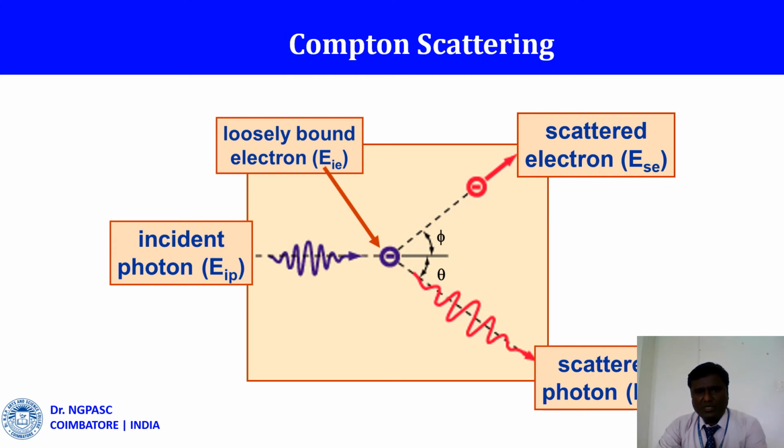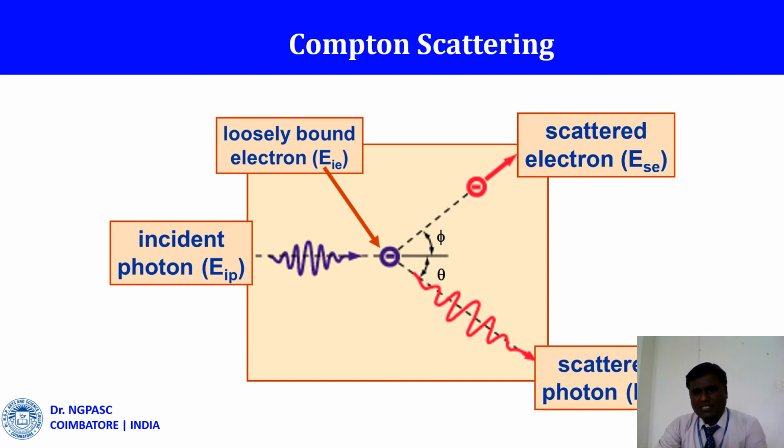When an incident photon interacts with a loosely bound electron, the electron will be ejected. That electron is called the recoil electron or scattered electron. Its kinetic energy is taken from part of the incident photon energy, and the incident photon is deflected at a small angle and retains some energy; it is called the scattered photon. The scattered photon energy depends upon the incident photon energy and the angle of deflection.